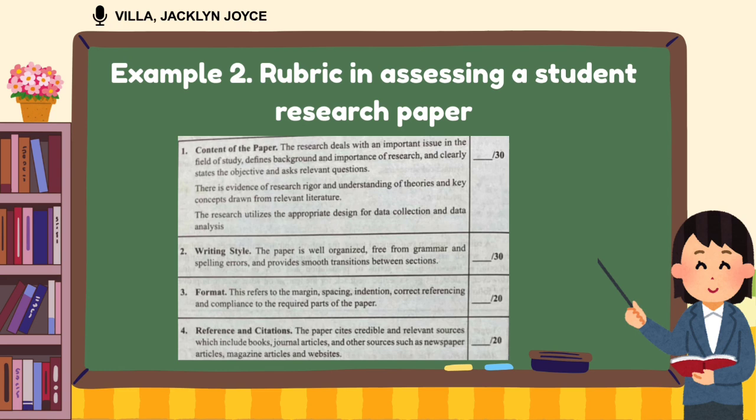Next is the writing style. The paper is well organized, free from grammar and spelling errors, and provides smooth transitions between sections. This evaluates how the paper is written. To score well here, the paper should be well organized with ideas flowing logically from one section to the next.